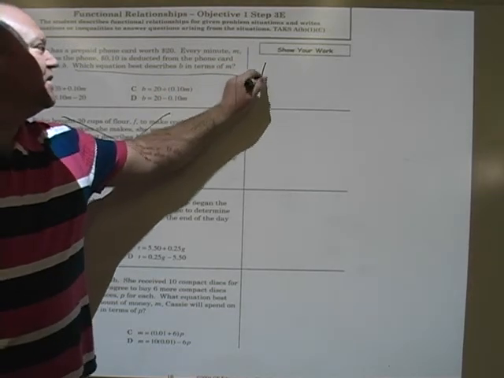Number 1, Sarah has a prepaid phone card worth $20. Every minute M she uses the phone, 10 cents is deducted from the phone card balance B. Which equation best describes B in terms of M? When they ask you which equation best describes B, you know right away that your equation is going to look like B equals something. And all your answers here start with B equals.